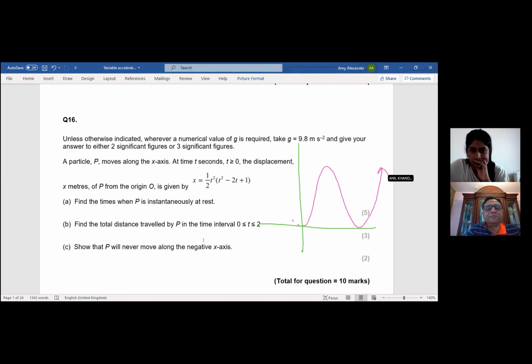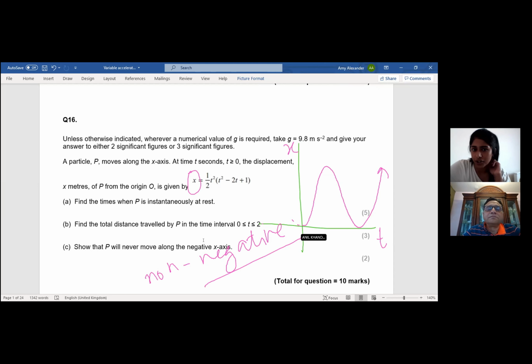it is always going, right? But how do I show that? When they say show that, can I do it graphically? This is x, right? They have put x here because they are using the variable x for displacement. And here is time t, correct? As you can see from the graph, it is non-negative. So can I just draw the graph and say from the graph it shows that it's never below the x-axis?